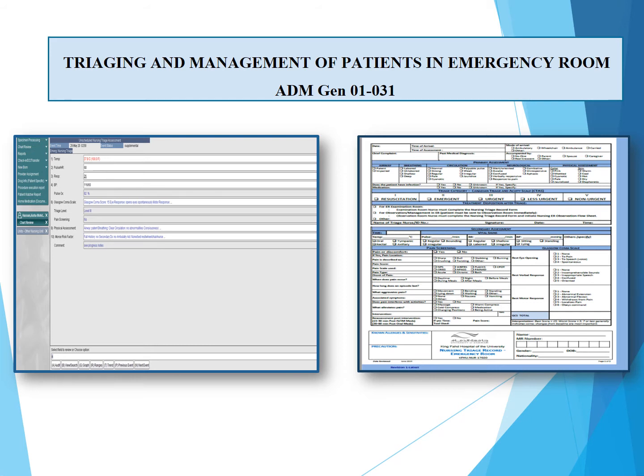Triage shall be conducted on the following areas. Male triage area, located in the area between the ER reception and pharmacy. Female triage area, located at the left side of ER reception. Pediatric triage area, located in front of pediatric ER. OB/GYN triage area, located inside of OB/GYN ER. Please refer to the Policy on Triaging and Management of Patient in Emergency Room ADM Gen 01-031 for guidance.